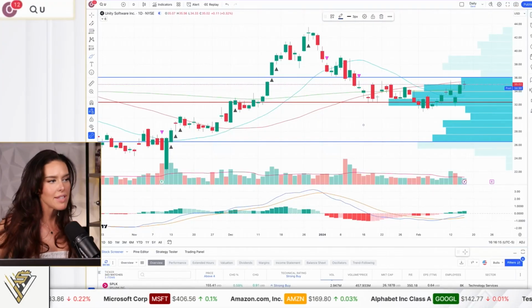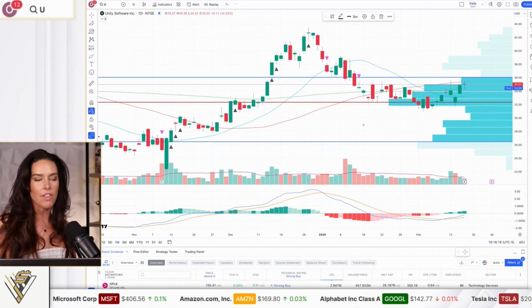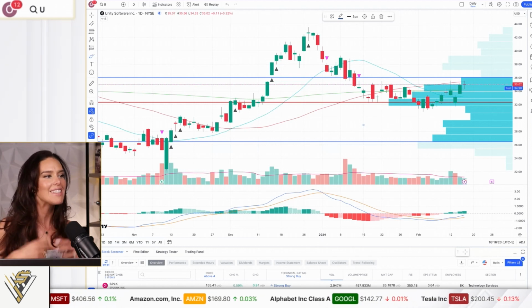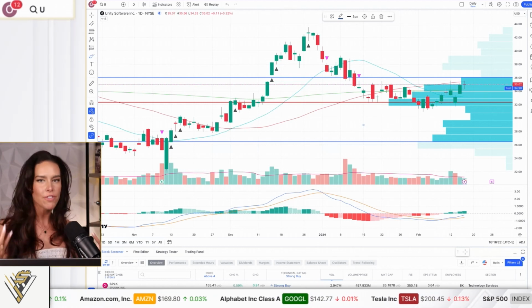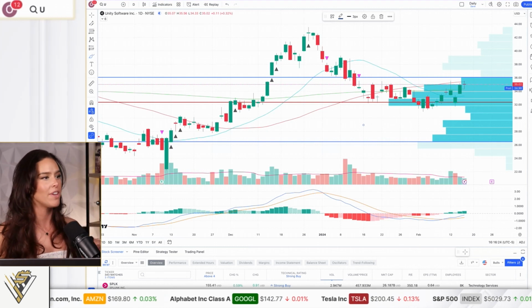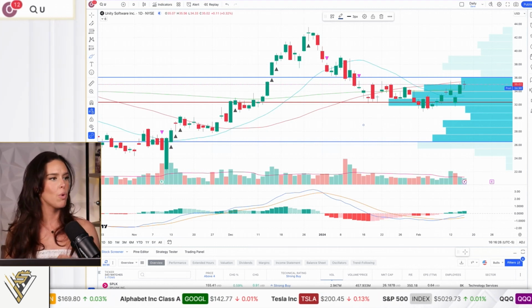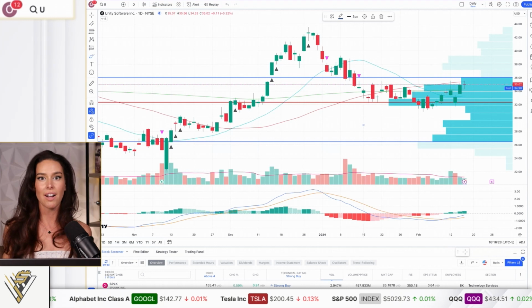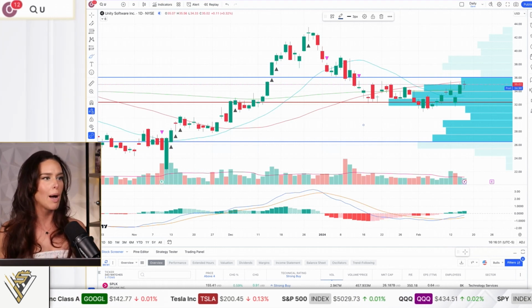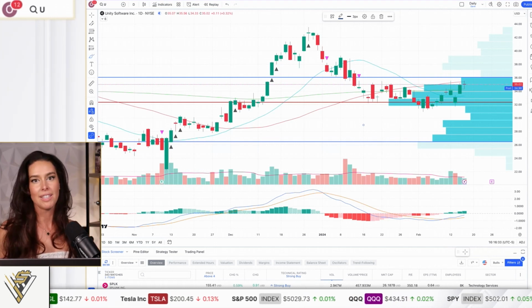Another example of a top shelf trade is in Unity. This one had amazing support at the point of control on the volume profile, and it had that additional support, or that confluence area of support, with its moving averages. Now, I already traded this one in my service, tradetoclose.com. We leveraged this with options and already made over a 50% gain overnight.